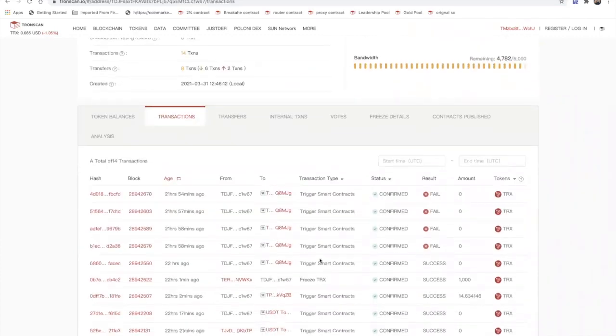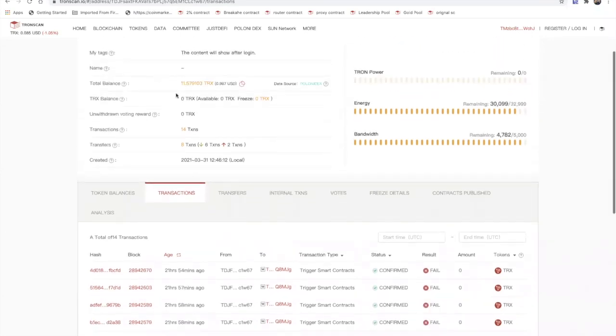And we can see, here's their first transaction. And we can see out of energy, out of energy, out of energy, out of energy. Of course, we're going to see 0 Tron available up here. 0 Tron available. Okay, good.